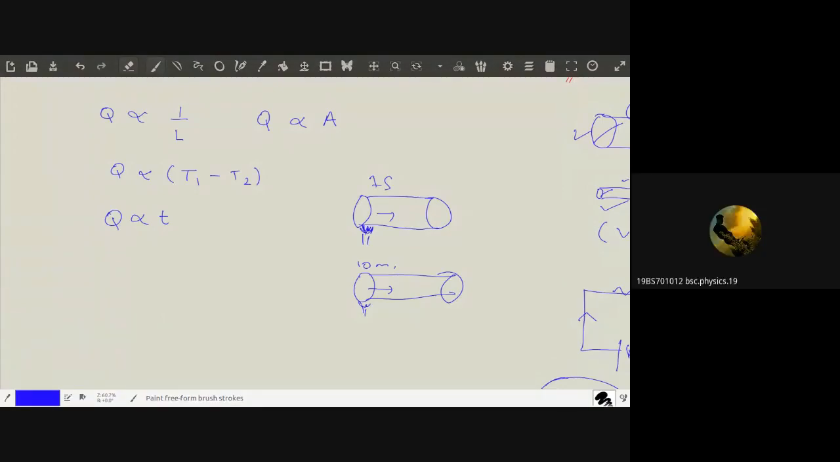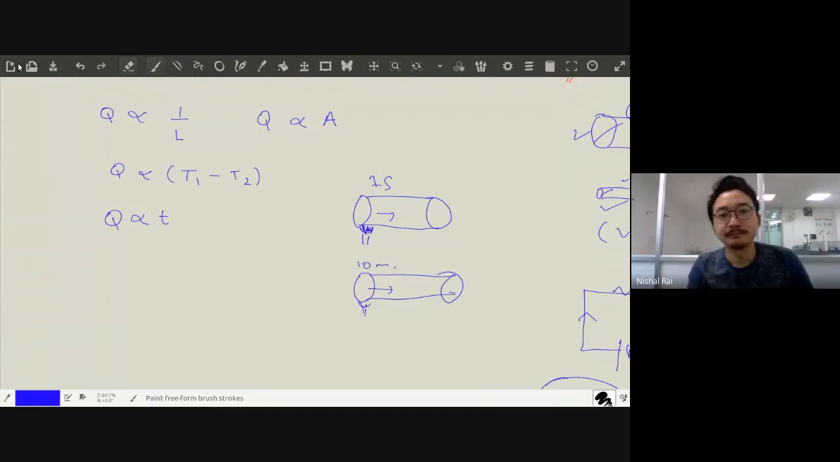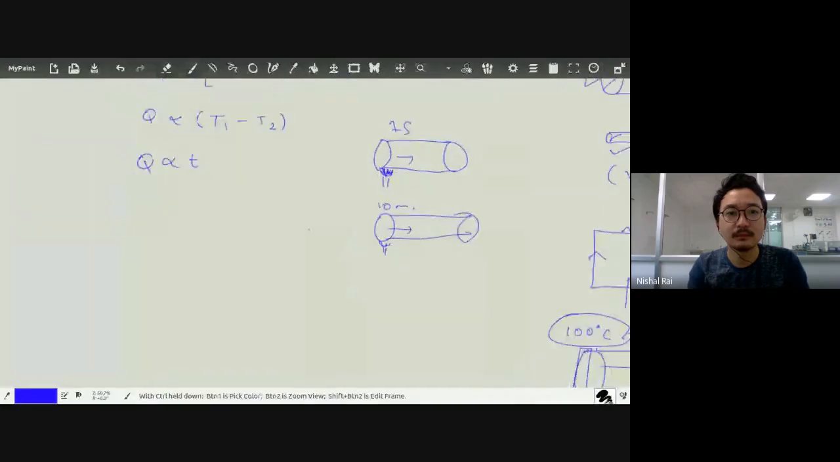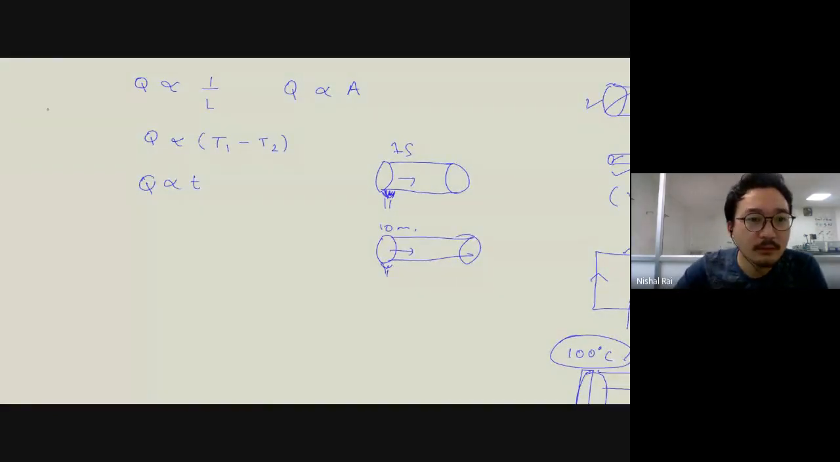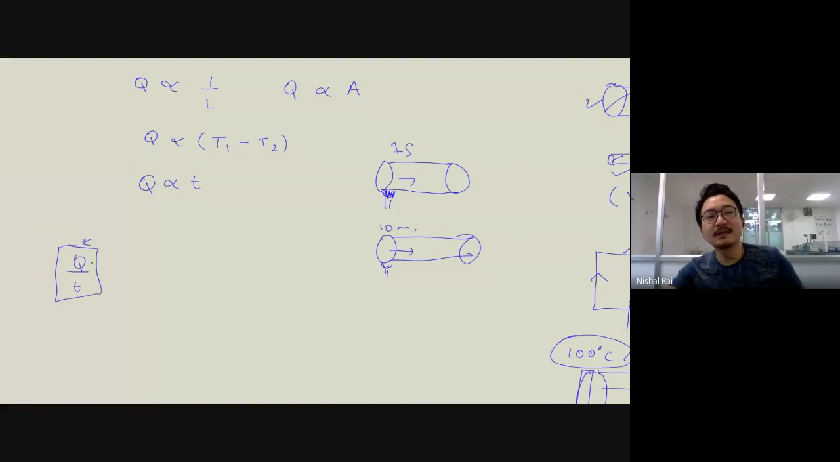Q is a constant times T A by L. Or basically what you can do is write this. This is basically the rate of flow of energy. This is basically what? Rate of flow of heat. Can we write this? Is it clear to everyone? Q by T is basically what? Rate of flow of heat.